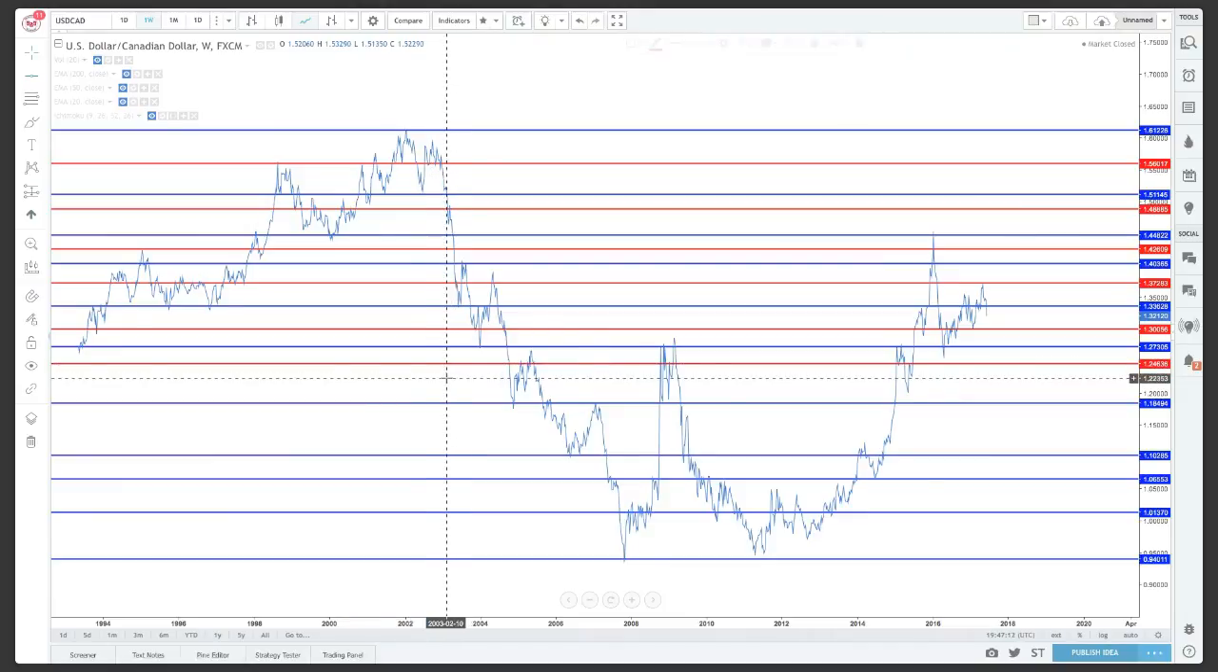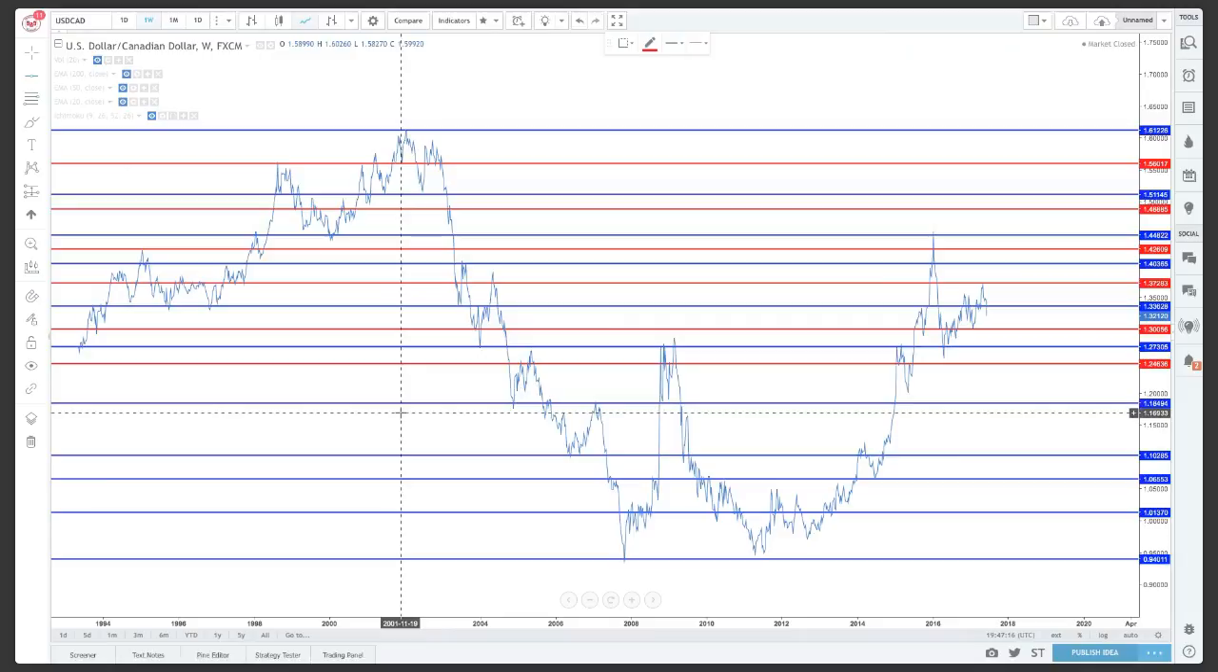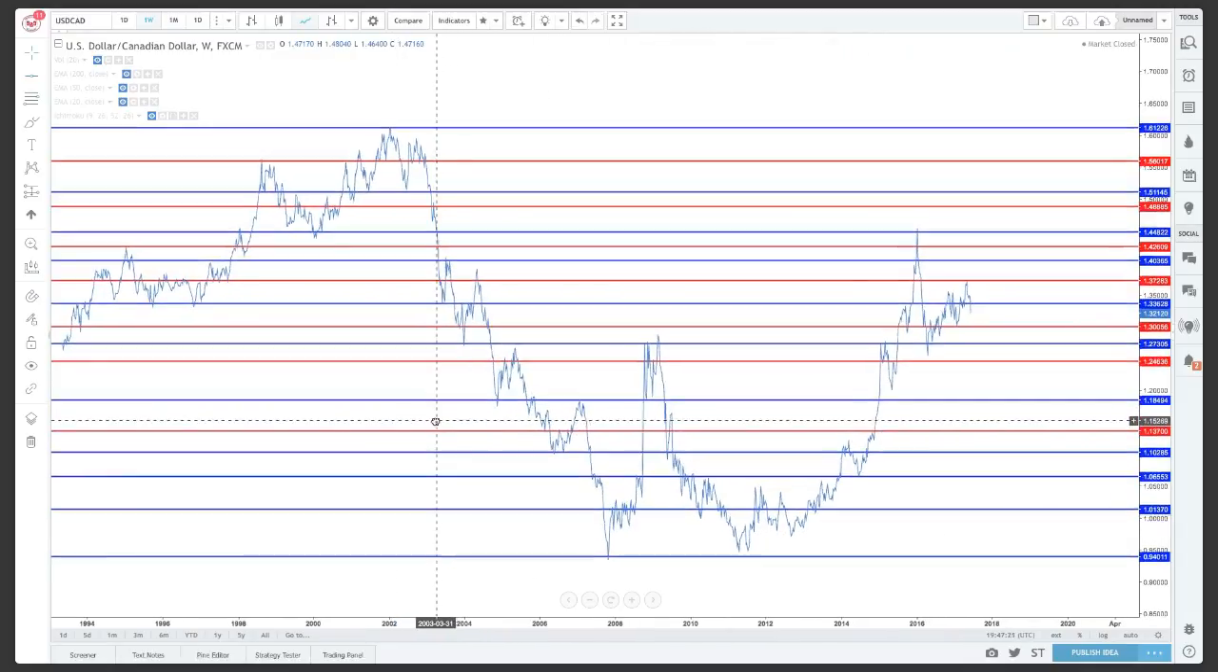You want to take your time when marking your support and resistance. You don't want to rush it. You want to make sure that you get the key areas that you need to get. You don't want to be rushing it at all, as they are a very, very key part of your analysis.